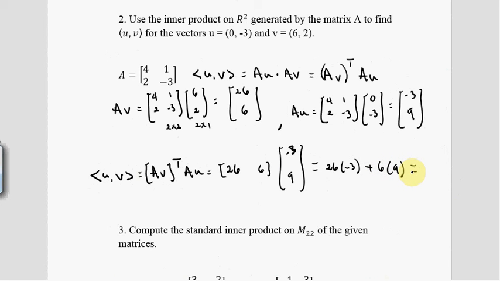So what did you get there? Get negative 24. Good. Okay.